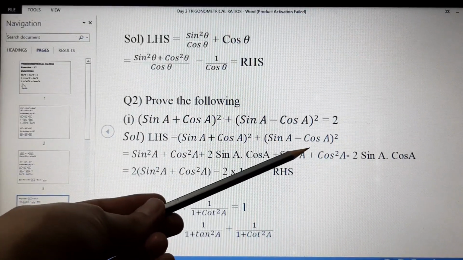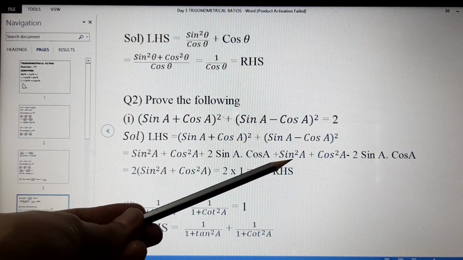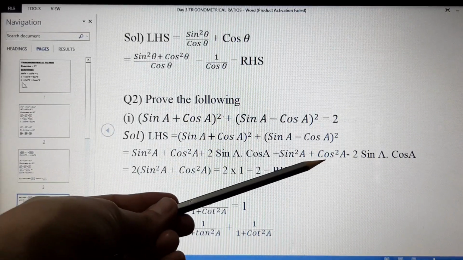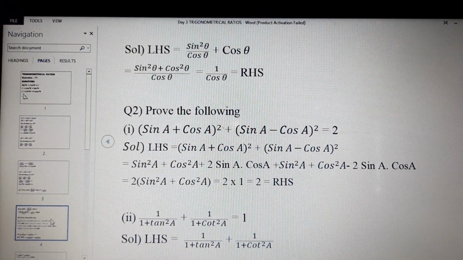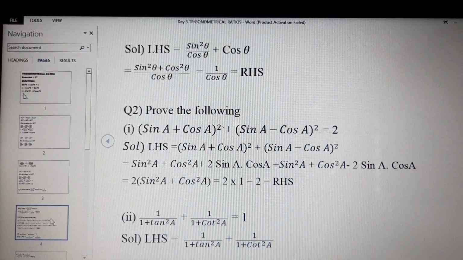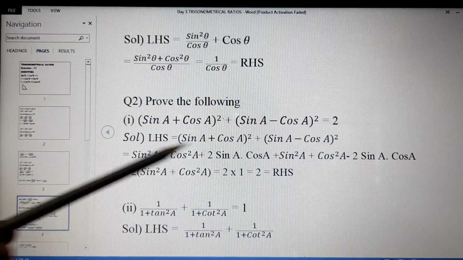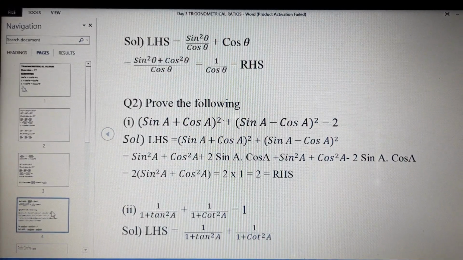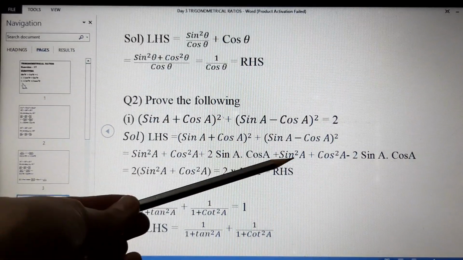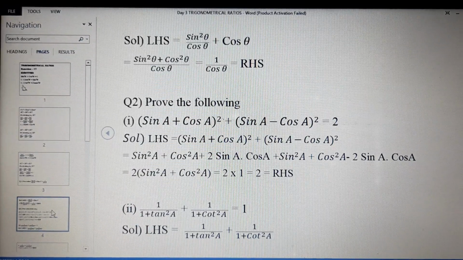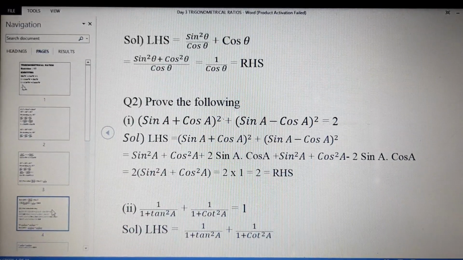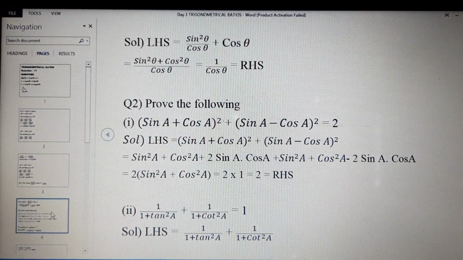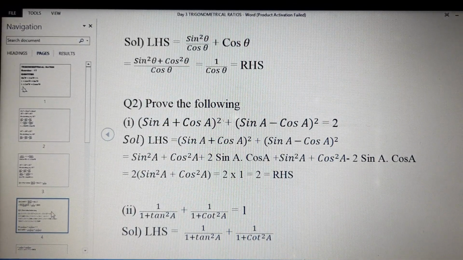Then (A − B)²: A² is sin²A plus B² is cos²A minus 2AB, so minus 2 sin A into cos A. Plus 2 sin A cos A and minus 2 sin A cos A will be cancelled. We'll have sin²A plus sin²A, 2 sin²A. Likewise, we'll have cos²A plus cos²A, 2 cos²A. We have taken 2 common: sin²A plus cos²A.